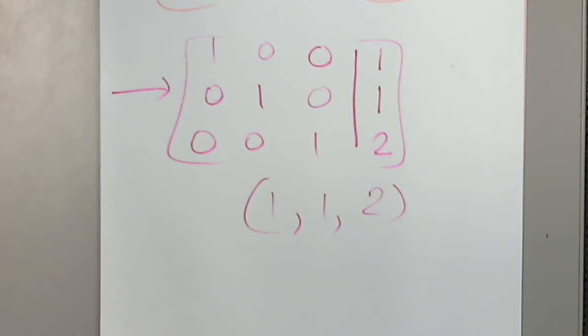2, 1, negative 1, 1. 2, negative 3, 1, 1. And 1, 1, 1, 4. So second and quit.